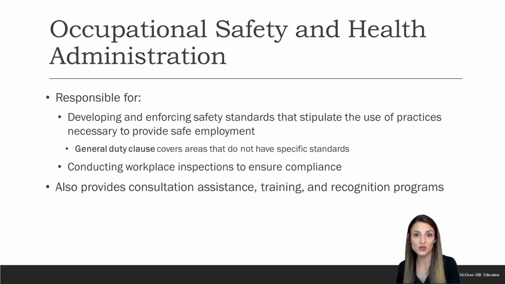OSHA then inspects work environments to ensure compliance. Sometimes these inspections are random, sometimes they are a result of an employee complaint. Whatever the reason, OSHA either has to have a reason for the inspection, or if they don't have a reason, they have to have the employer's consent. OSHA cannot just walk onto a property and inspect it because they want to. They either have to have a reason or they have to have the employer's consent.